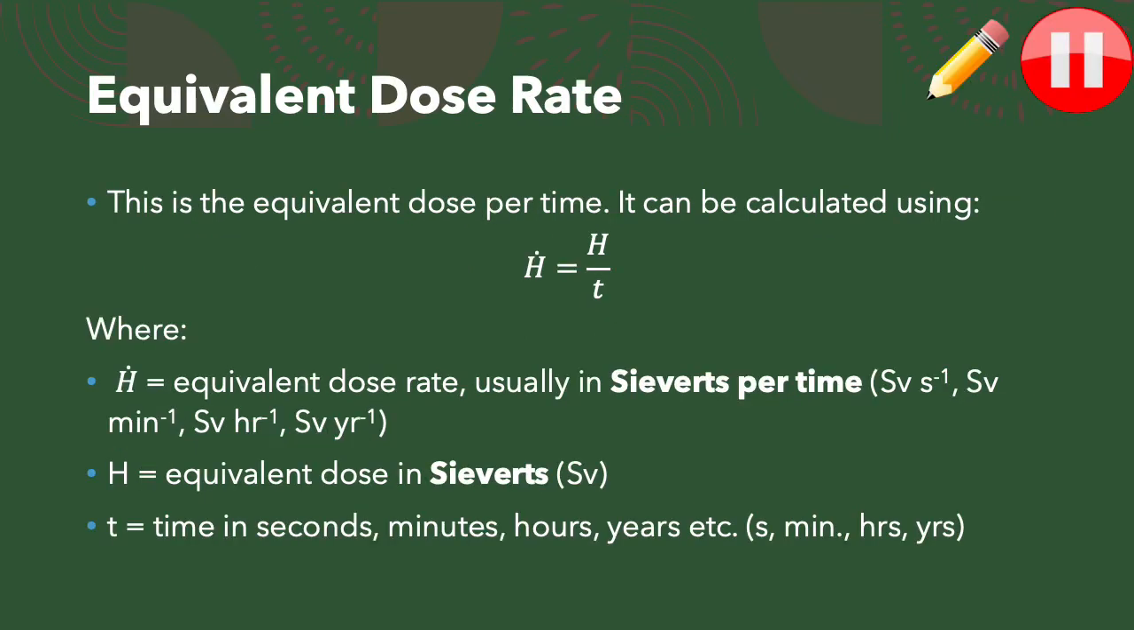So equivalent dose rate, that is the equivalent dose per time. It's a rate, so it's calculated over a certain amount of time, and it's calculated using the equation here, H dot equals H over t. So that's the equivalent dose rate is H dot, and it's in sieverts per time, whatever your time is. If it's seconds, it'll be sieverts per second. If your time is in minutes, it'll be sieverts per minute, etc. H there, as usual, is your equivalent dose in sieverts, and t is your time, and it could be in seconds, minutes, hours, years, etc.